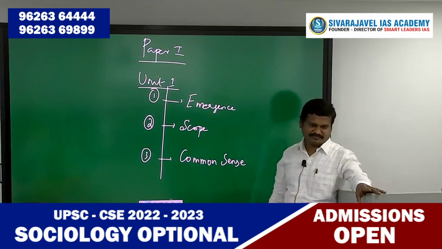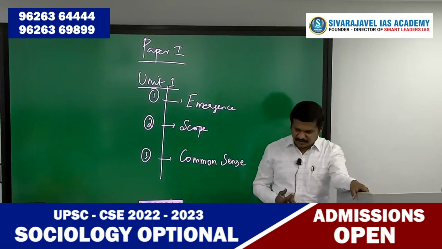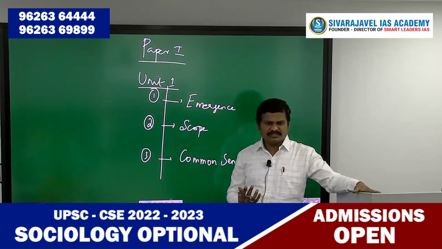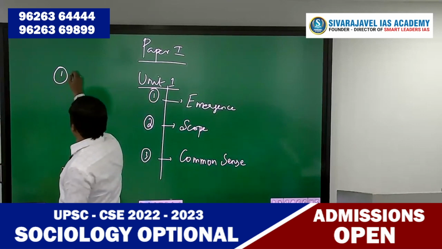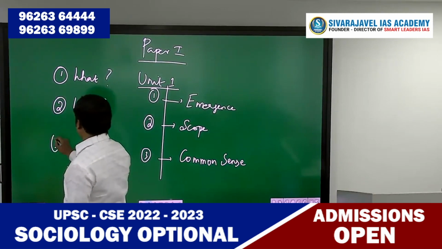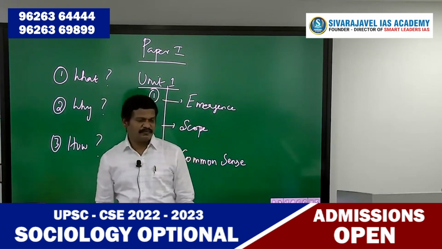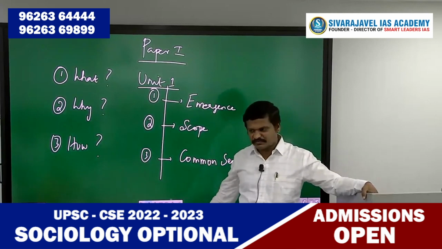Emergence of sociology. So, origin is very important. How this subject came, why this subject came, what is this subject? So you should ask 3 foundation questions. What is this subject? Why did this subject come? How did this subject come? If you answer all the 3 questions, sociology is understood. Emergence is understood.